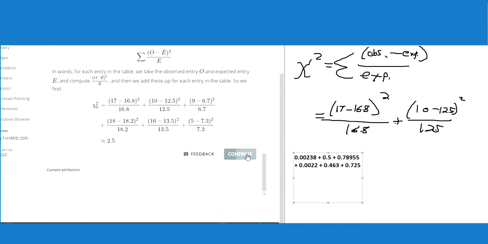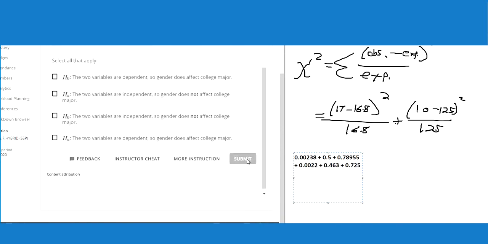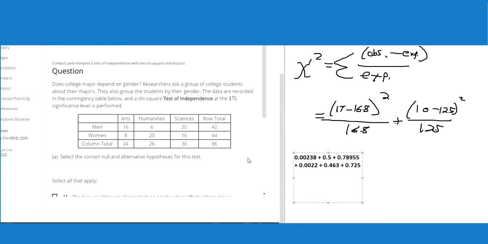Let's see if there's another part for you. Oh, that's it for that video. If there was another part, it might say to compare to a critical value, which is the same thing as what we did in another video when we conducted a chi-square test, the test for goodness of fit.